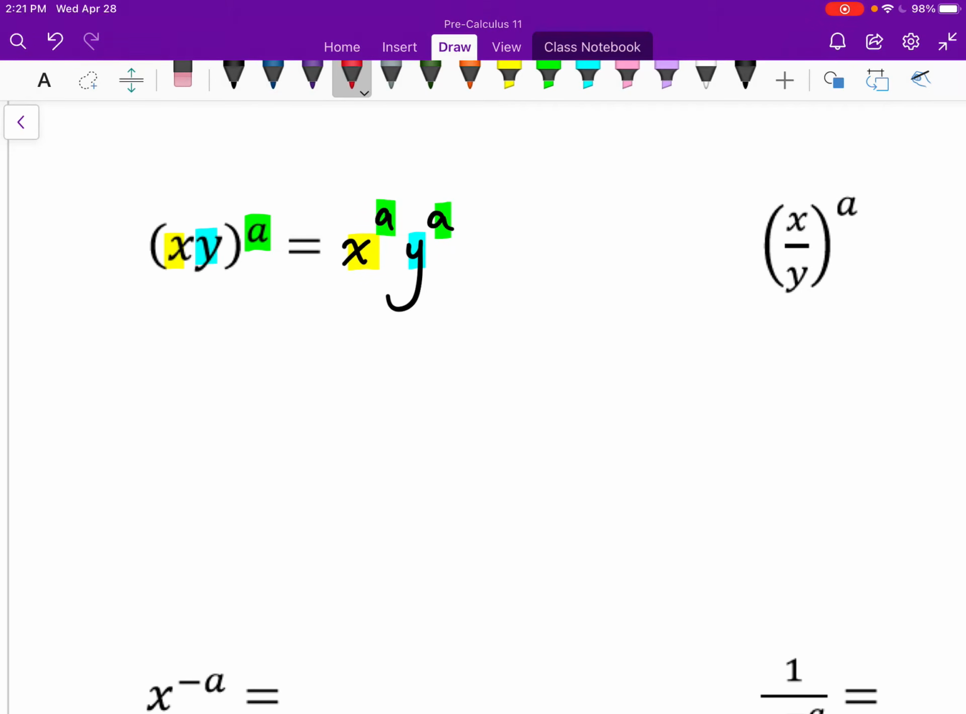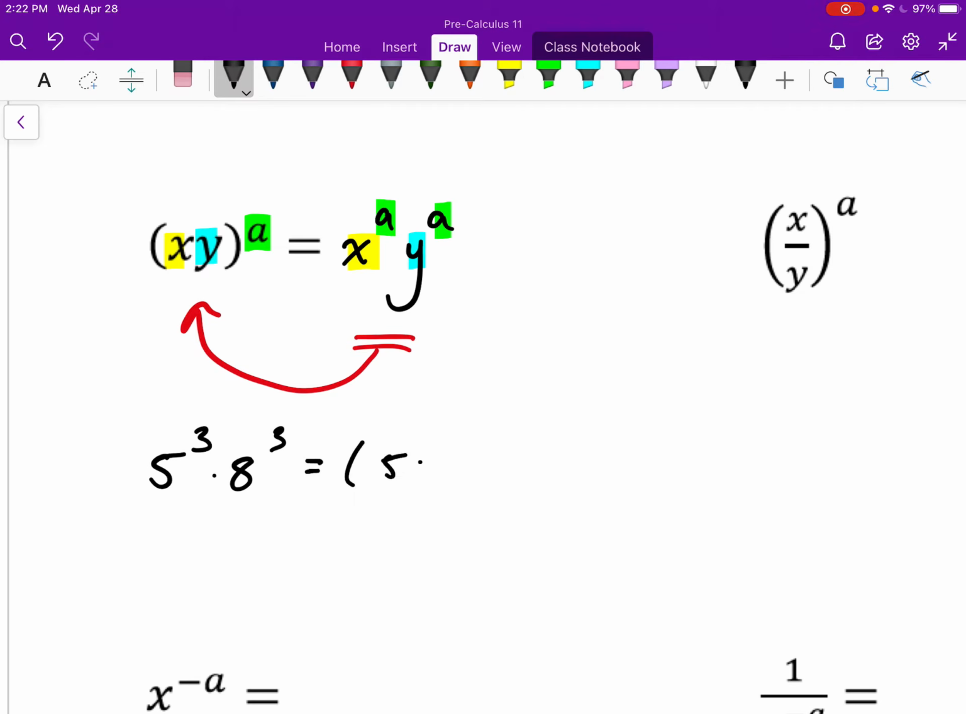If I have different bases being raised to the same power, I can write it all to that single power. So for example, if I have 5 to the power of 3 times 8 to the power of 3, if I want, I can write that as 5 times 8 all to the power of 3, or 40 to the power of 3. Again, the key is not that one of these is inherently better than the others, just they're all equivalent.